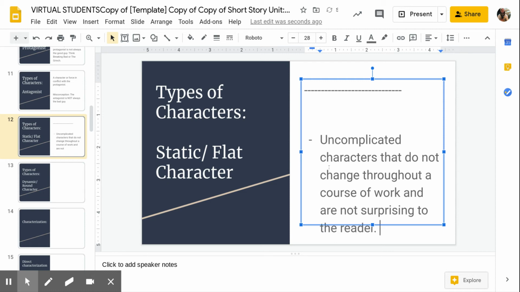All right. So basically, static and flat kind of go together. Then you're just a character who doesn't change throughout a story. You're kind of boring. Think about it like the flat line I just did with a bunch of dashes. That's not changing. And static, flat characters aren't changing throughout the course of a work either.